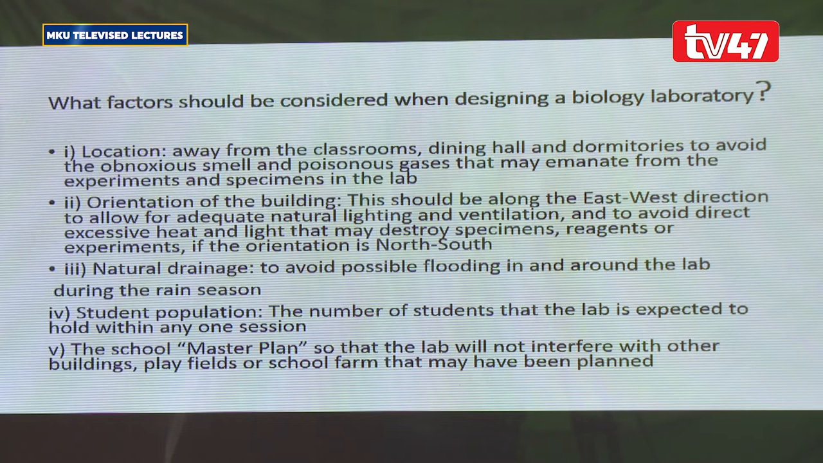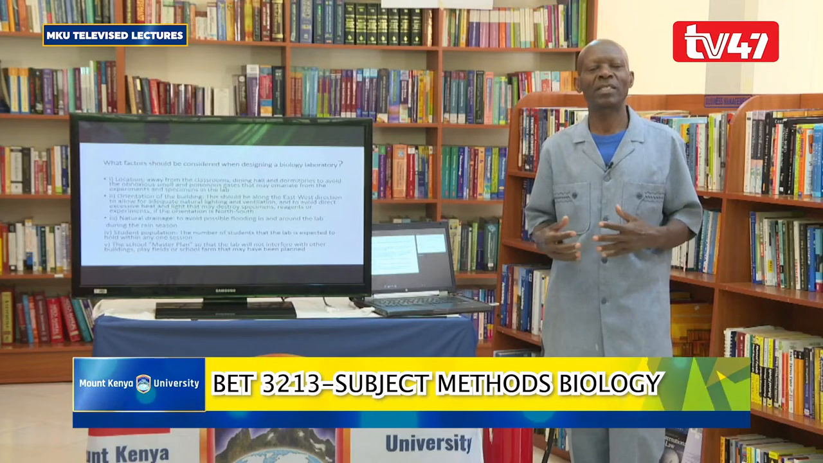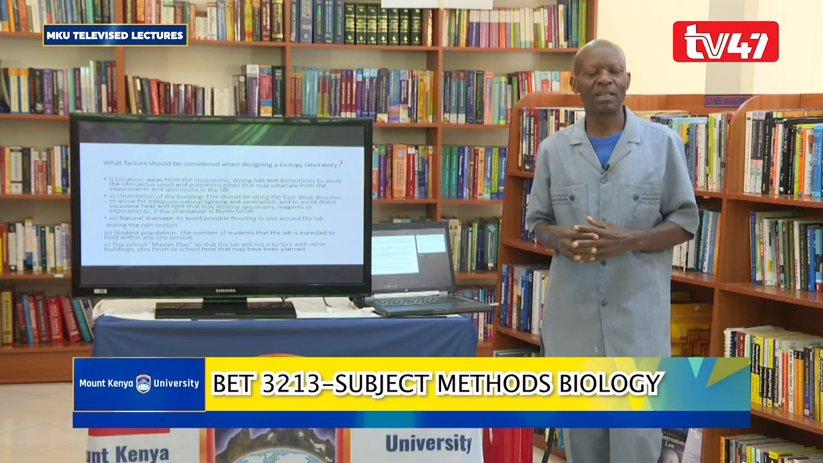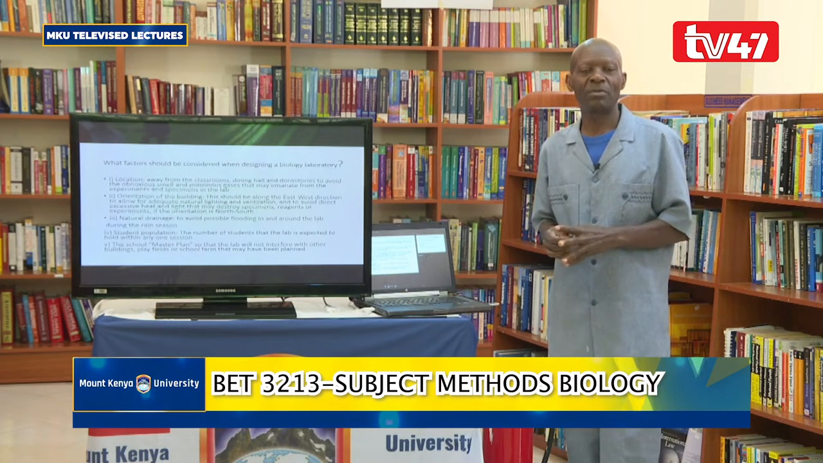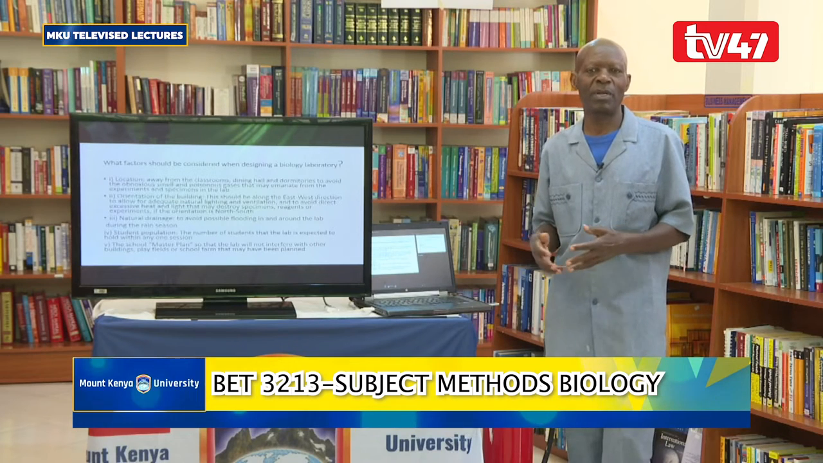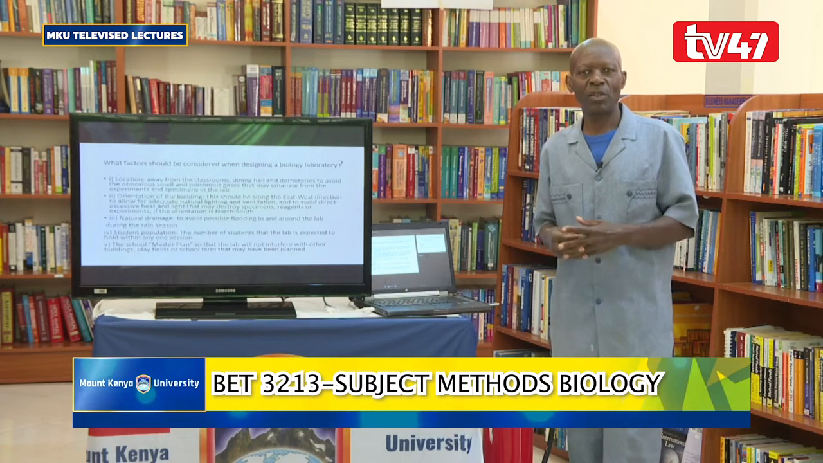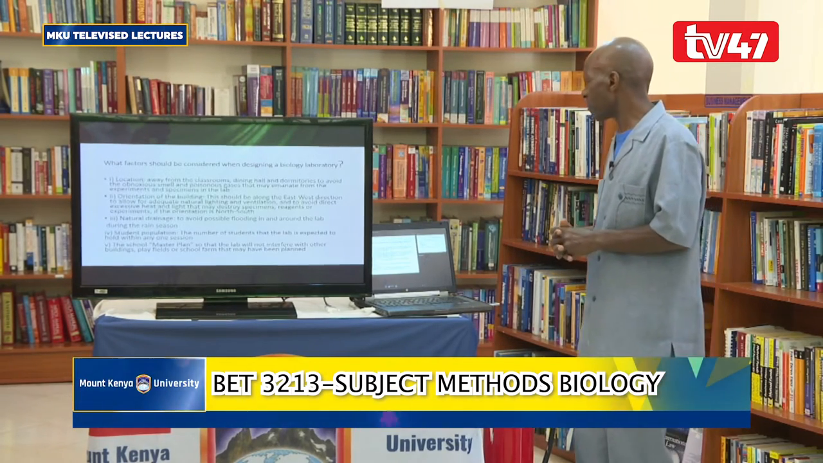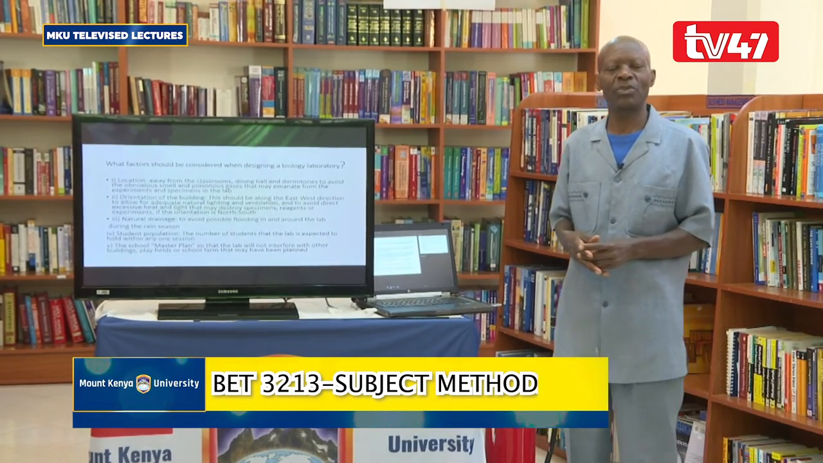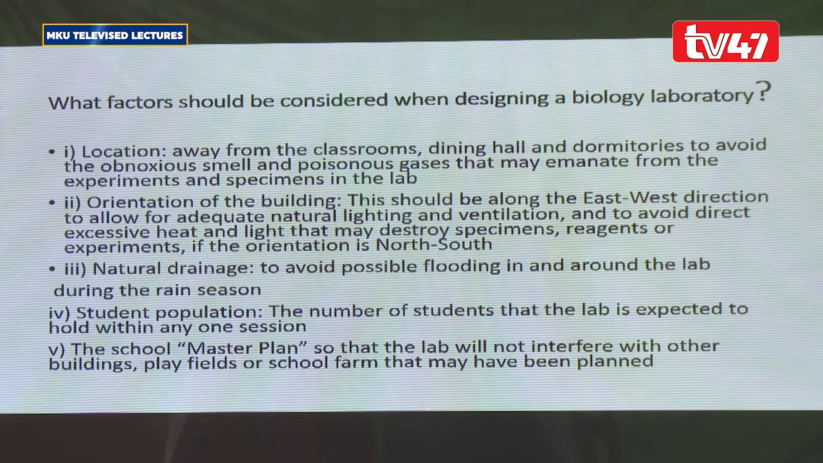The laboratory should be oriented in the east-west direction so that we avoid direct rays of the sun that may interfere with either the specimens or the experiments that we may be carrying out. A north-south direction is not recommended unless you have no otherwise. Our third factor to consider is the natural drainage. During the rain season, we oftentimes have floods, and you do not wish to have your laboratory covered in water, and therefore that is a factor to consider.